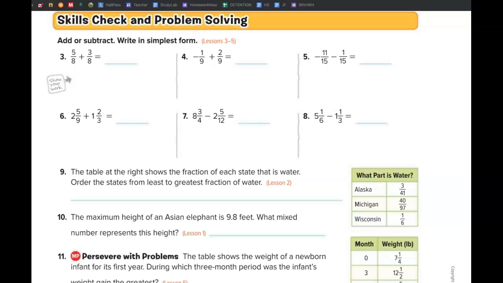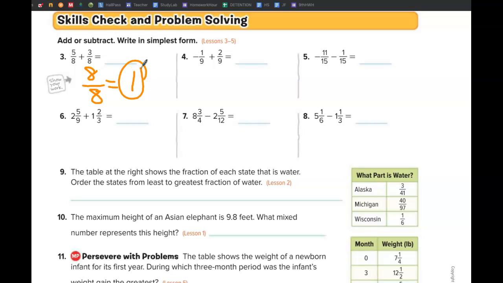Fractions. Do I have common denominators? Okay, so what do I do with the numerators, Connor? I add them, so 5 plus 3 is? Over what? So what's your final answer? Thumbs up if you got 1 on the first one.